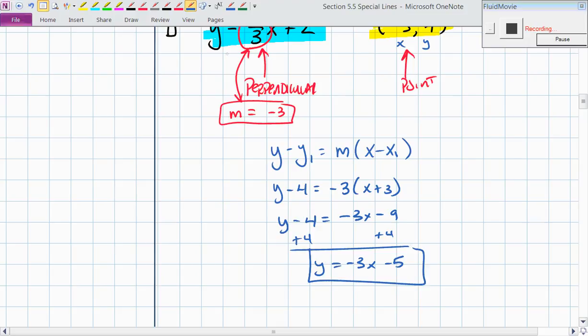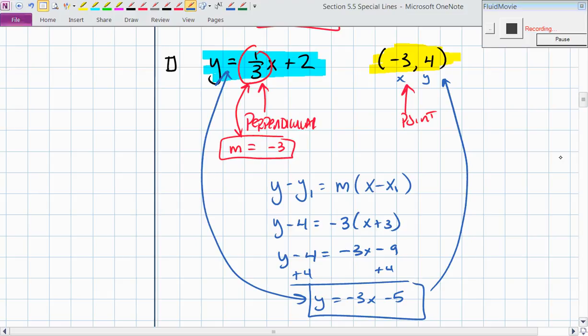Did you get that one? Good. So here we go. The line that we just came up with is perpendicular to the original line, and it goes through that point right there, which is -3, 4.